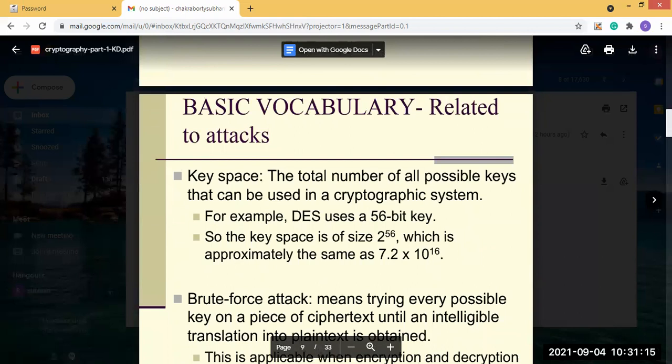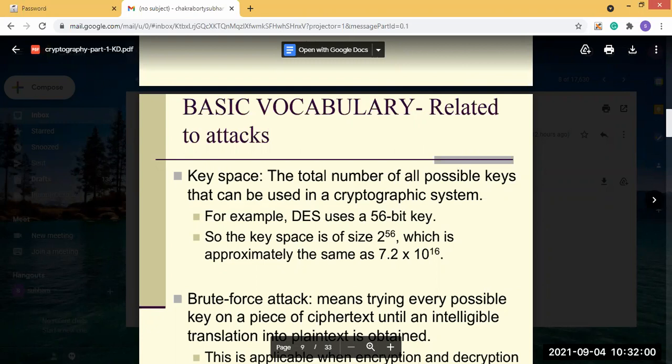Now, there are some attacks. Now, key space. What is key space? The total number of possible keys that can be used for a cryptographic system. We will see later what DES is and what AES is. But for example, let's say DES uses a 56-bit key. DES stands for Data Encryption Standard. It uses a 56-bit key. So the key space will be of size 2 to the power 56.